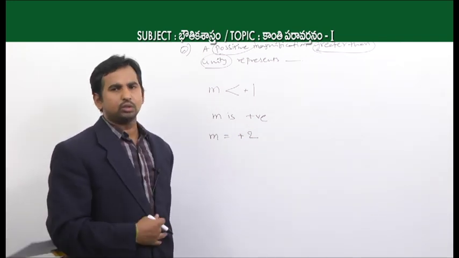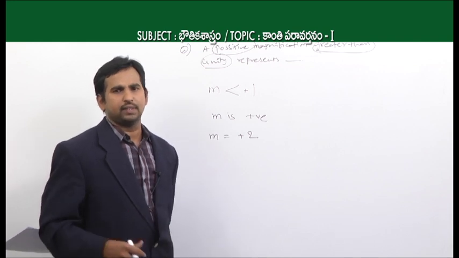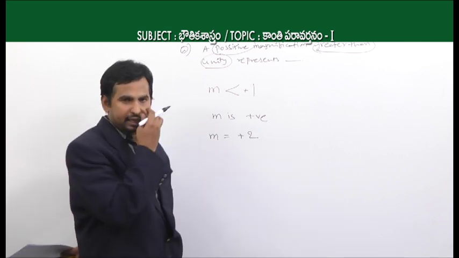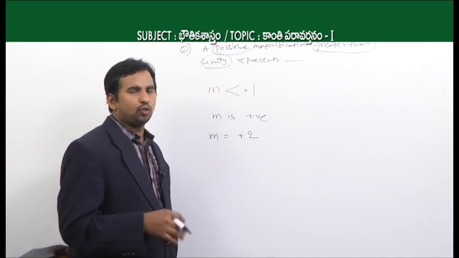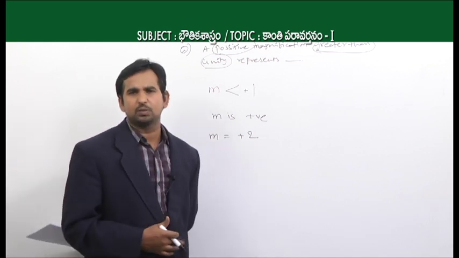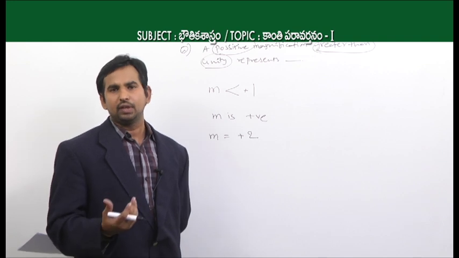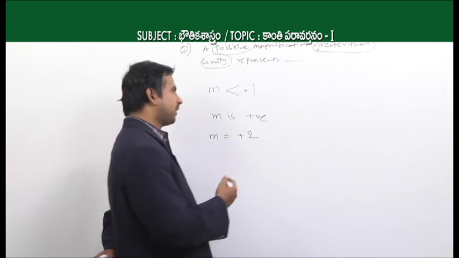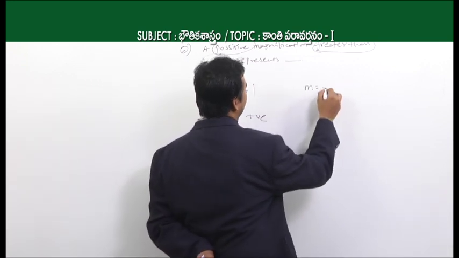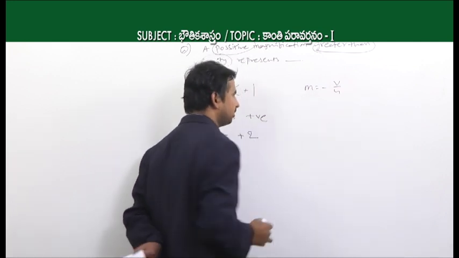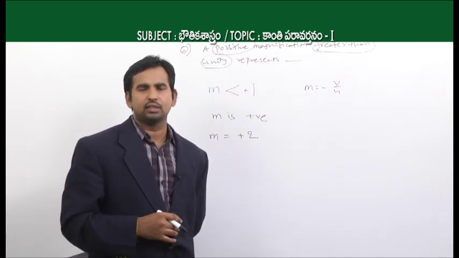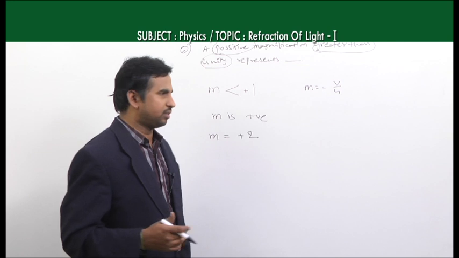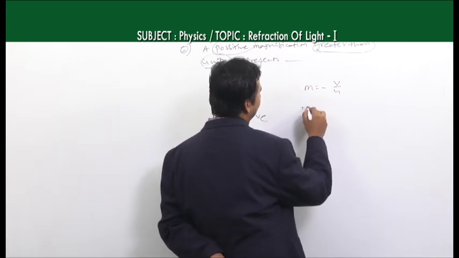Now, we know that positive or negative represents whether the image formed is an erect image or a virtual image. Following the rules for sign convention, any object above the principal axis is taken as positive, whereas below the principal axis we take it as negative. In the case of the magnification formula, we know that m is equal to minus v by u. Here the m value is given as plus 2.